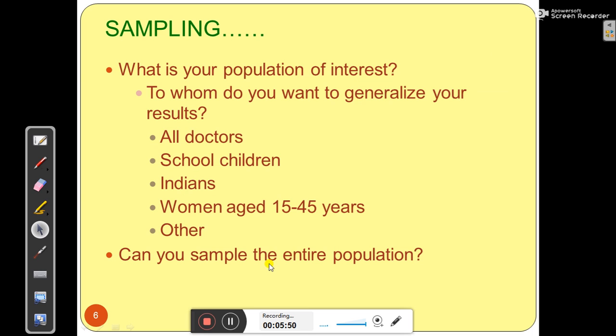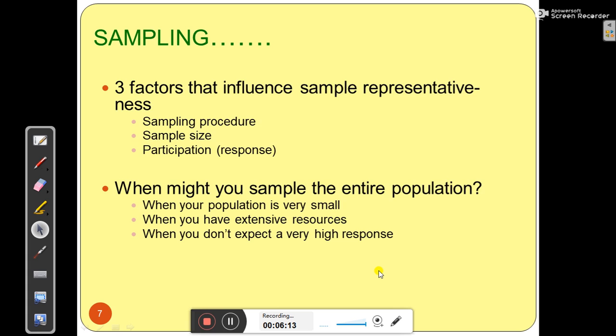What is your population of interest, to whom do you want to generalize your results? It might be doctors, school children, Indians, women aged 15-40 years, or others. It might be a different type of generalization, so it is about your interest. So can you sample the entire population, or will it be helpful? Three factors influence sample representativeness: sampling procedure, sample size, and third one is participation.